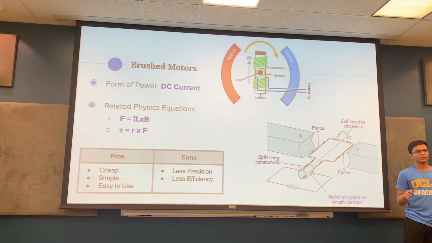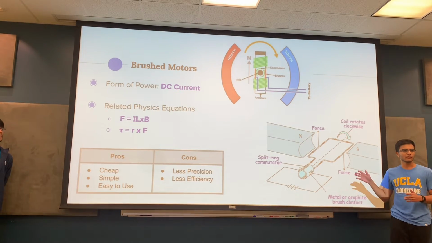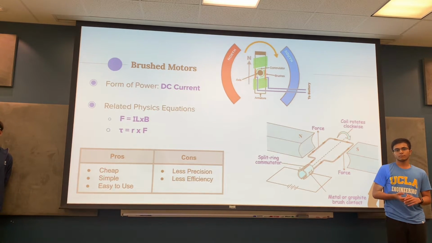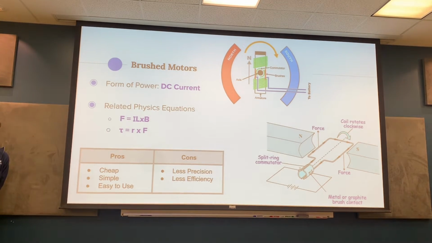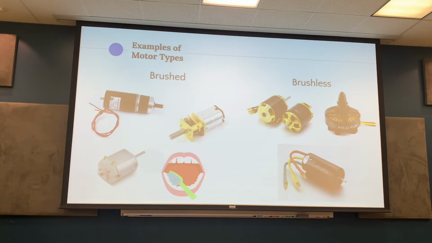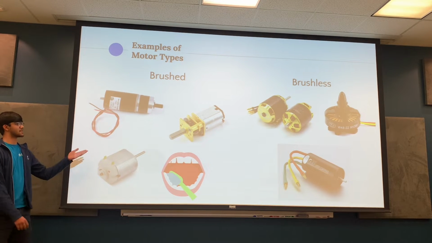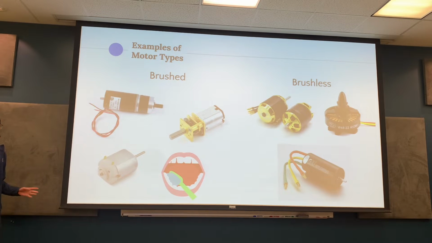Does anyone have any questions before we move on? Because this can be kind of hard to understand. All right, or never mind. Okay, so again, here are some common examples of brush versus brushless motors. I don't have to really get into them, so let's move on.